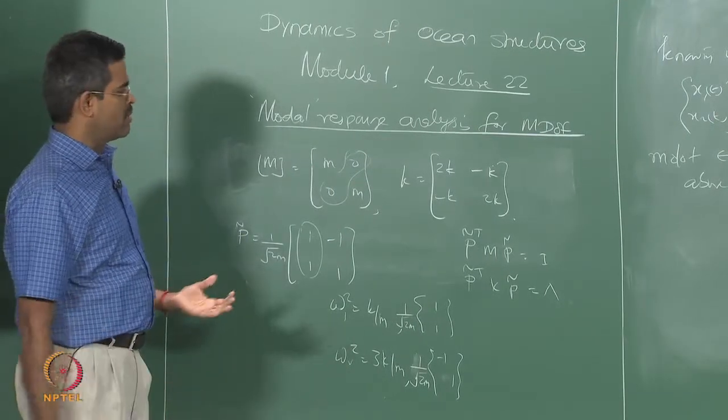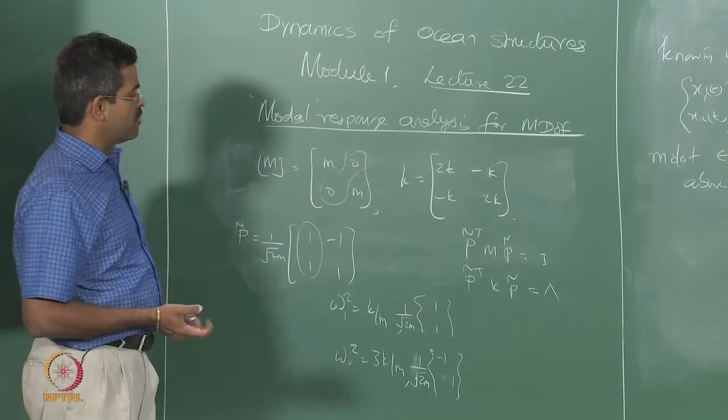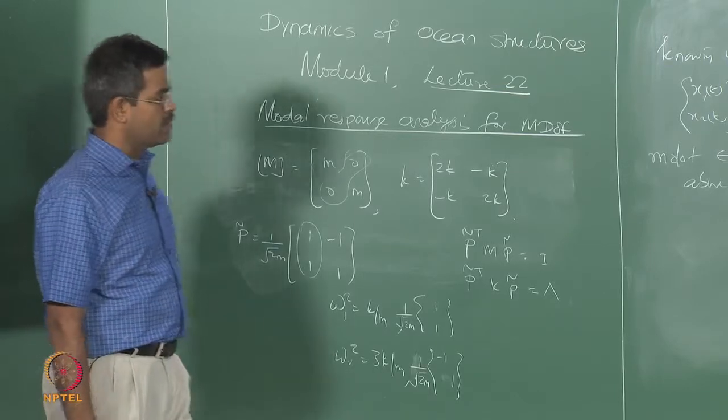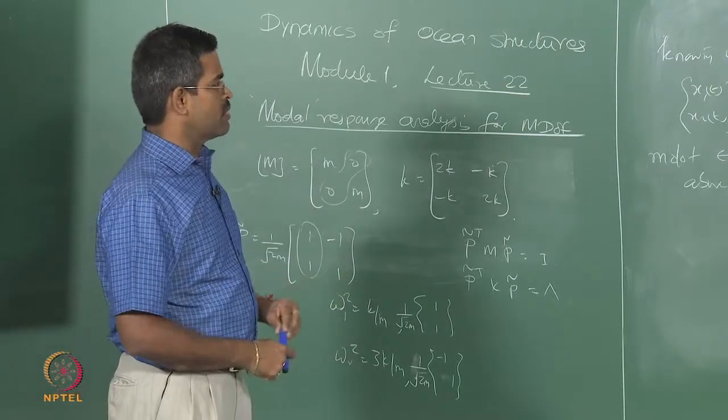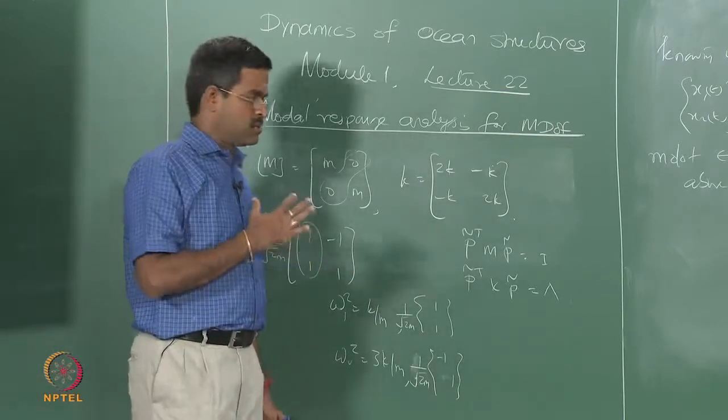So, there are two methods available in the literature, which we will discuss both of them. One is Rayleigh's method, the other is Caughey's damping method. We will discuss both of them and see what is the advantage, and what model is actually followed in offshore structures.